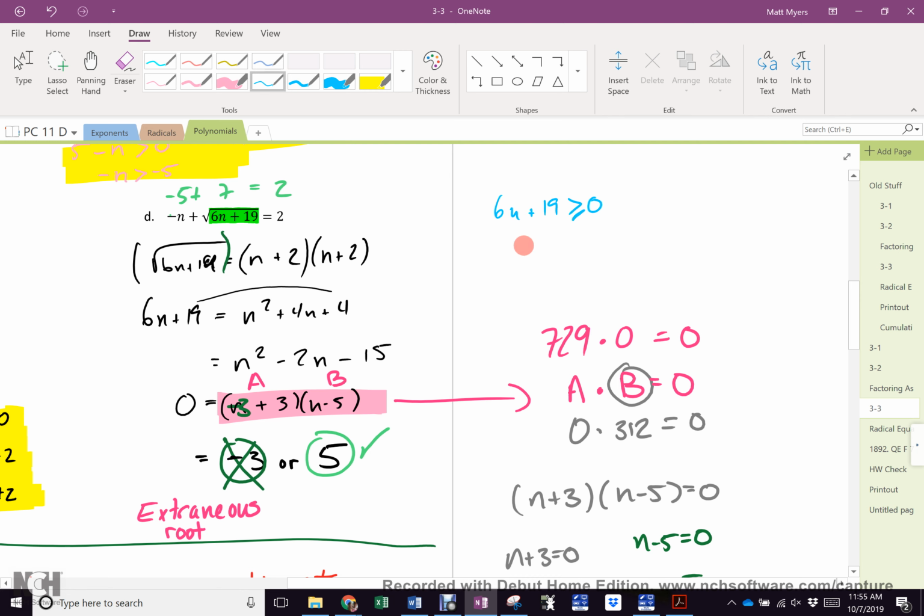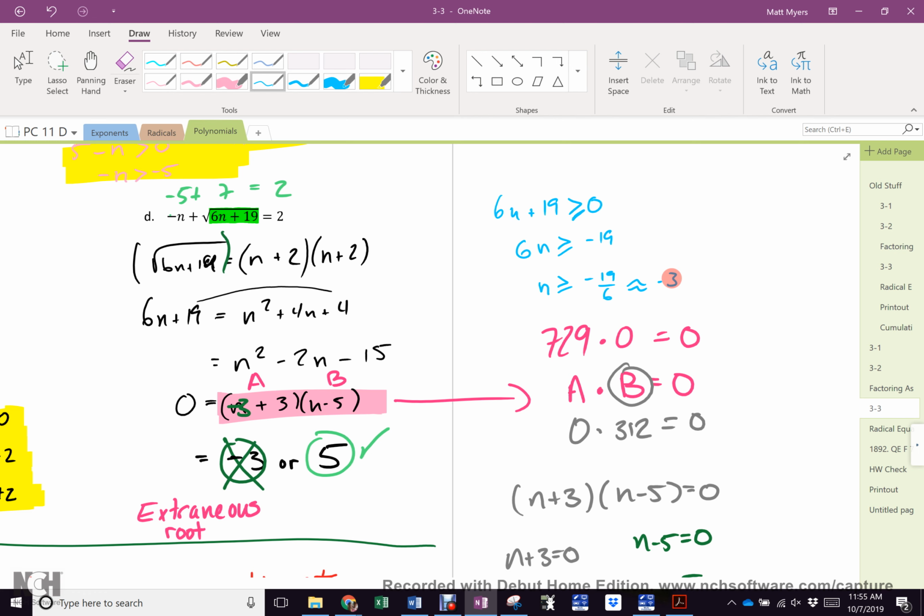Then I just solved this. 6n has to be greater than or equal to negative 19. N has to be greater than or equal to negative 19 over 6, which is approximately negative 3, right? Is 5 greater than negative 3? So 5 is okay. Does everybody understand? All right. So that's where I asked you to stop, right?